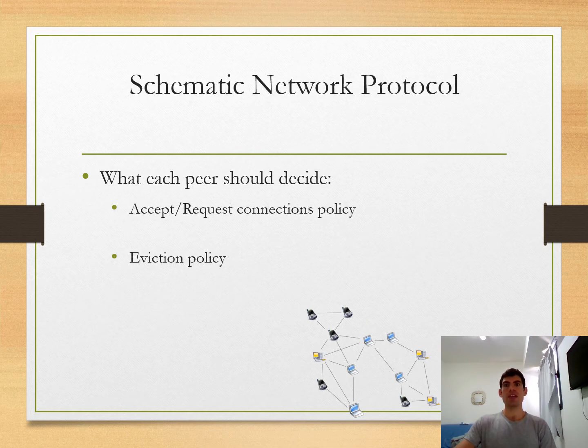Schematically speaking, each peer-to-peer system should establish a network protocol which answers two main questions: how to choose the peers to connect to, either by requesting peers to establish a connection or accepting incoming requests, and how to continuously maintain the list of available peers under restricted memory.